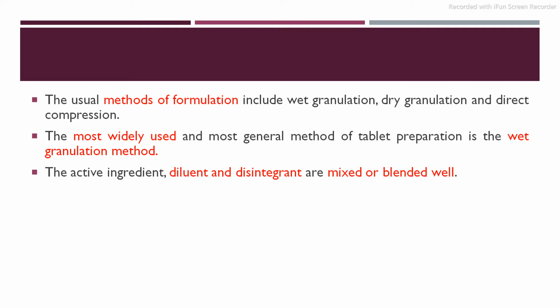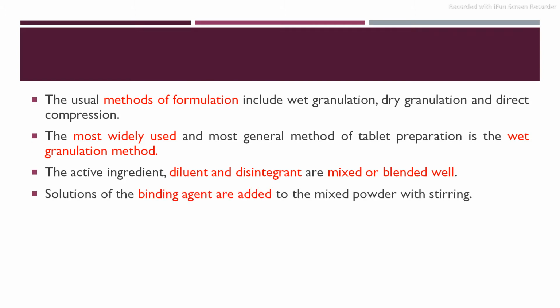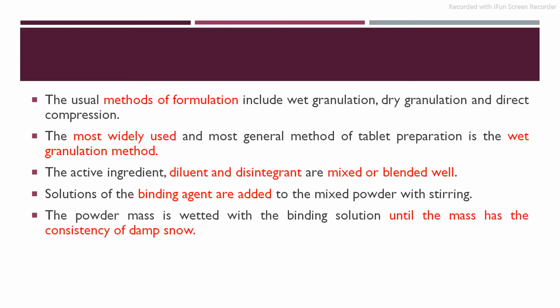So first we have to mix all the available ingredients, then solution of binding agents is added. As binding agents, you may add polyvinyl alcohol, you may add a starch paste, and mix the powder with continuous stirring, and the powder mass is wetted with the binding solution until the mass has the consistency of damp snow.